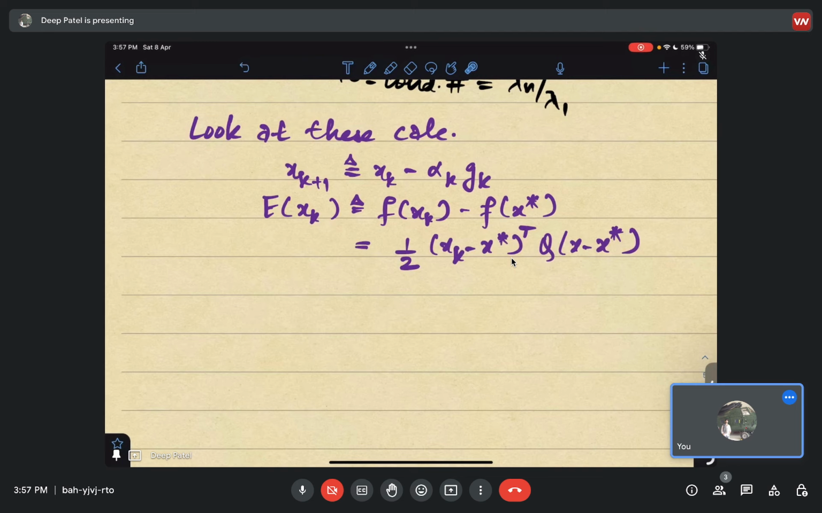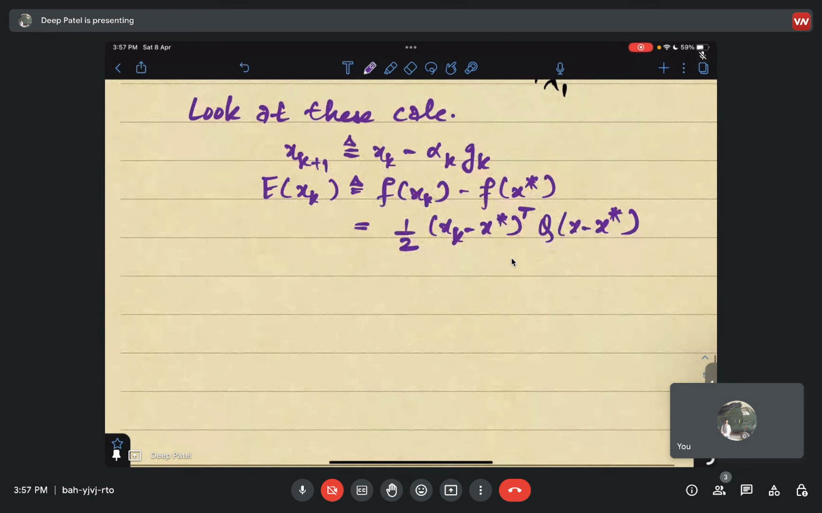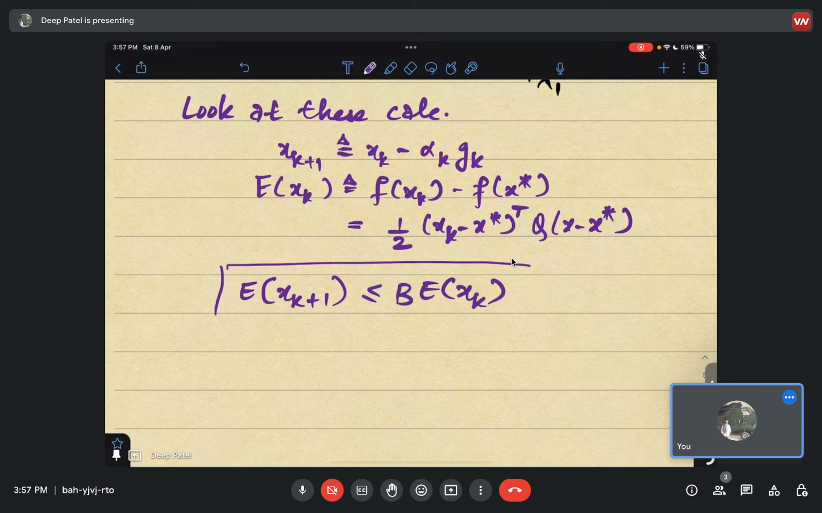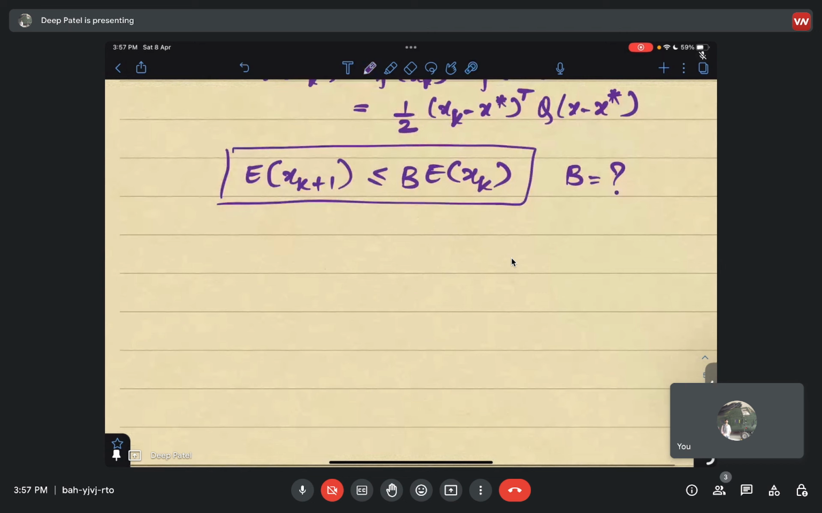So let's get started. We want to look at what happens. What we are really hoping is that the error at x_{k+1} can be bounded like this. The error at x_{k+1} is less than some constant times the error at x_k. I'm saying I'm inching closer towards f of x star. So the constant should be less than 1. We'll see at what rate it does.